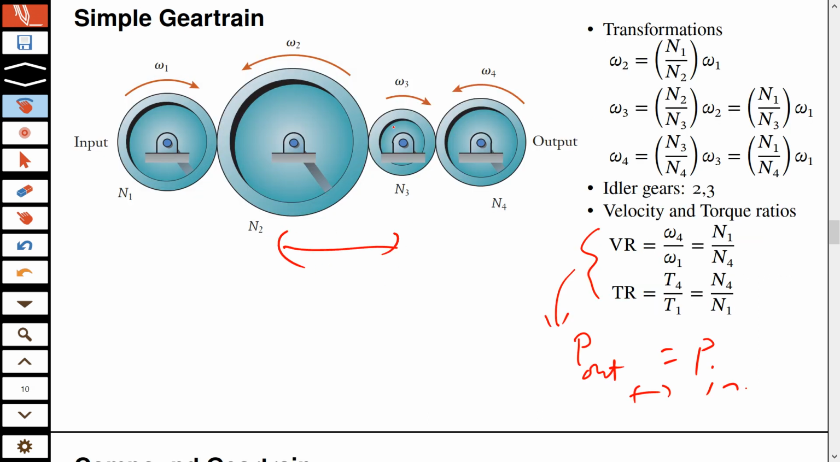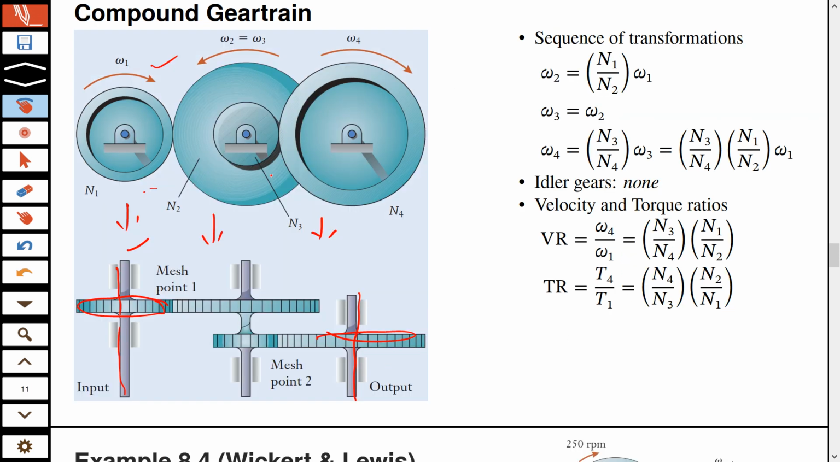So the input and output are very similar to what we had before, but in between, instead of two gears side by side, we have both these two gears mounted on the same shaft. This is the smaller gear, this is the larger gear, and they are both on the same shaft. So this is a single meshing. This is also a single meshing, but here you have two mesh points.